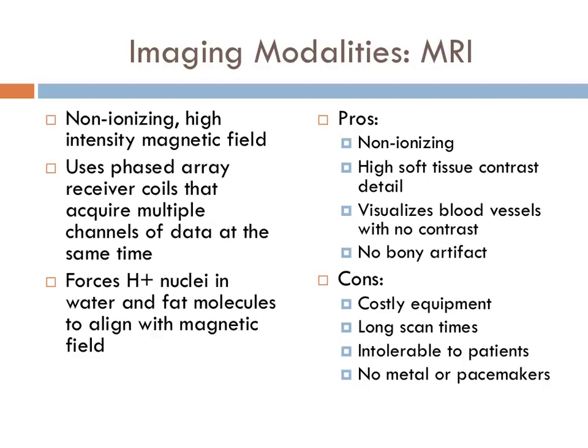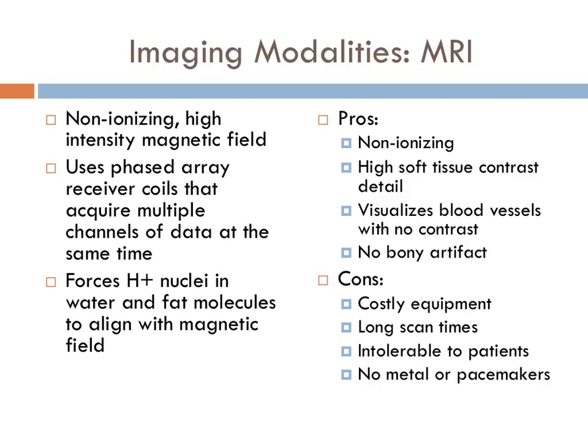One of the most important things to know about MRI is that it utilizes hydrogen atoms in the body. The hydrogen atoms are very important in that the MRI forces the atoms of fat and water molecules to align with a magnetic field when the radio frequency pulse is turned on.